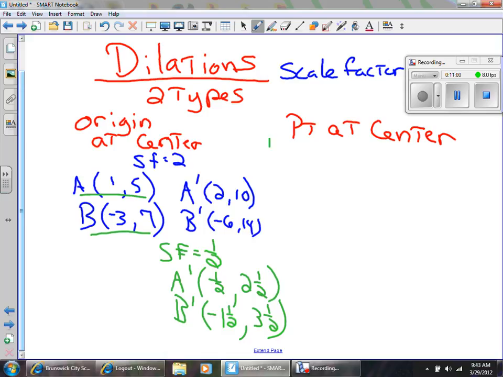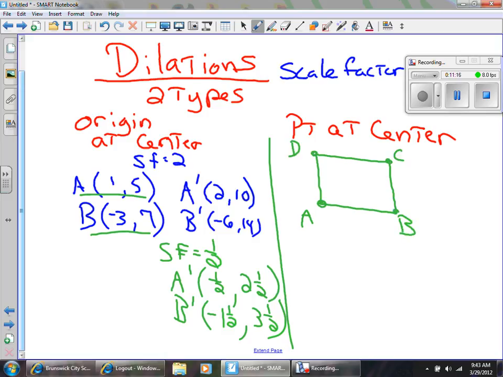Now, with one where a point is at the center, that's where you need to know. Let's say we have this rectangle, A, B, C, D, and I know that A is going to be at the center. I'm going to circle A. Let's do the scale factor of 2. Okay. Well, let's pretend that this distance from AB is 4 units long. All right, we're going to make this 3 units. We're going to make this 4 units.